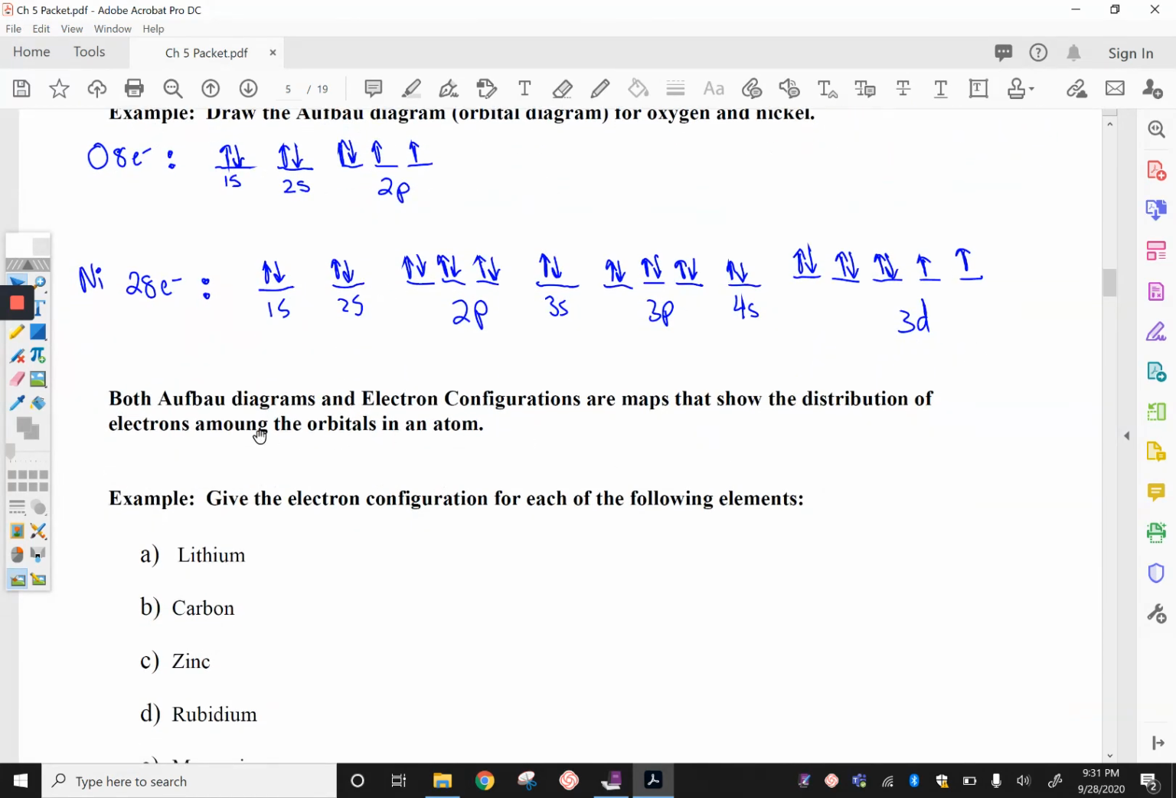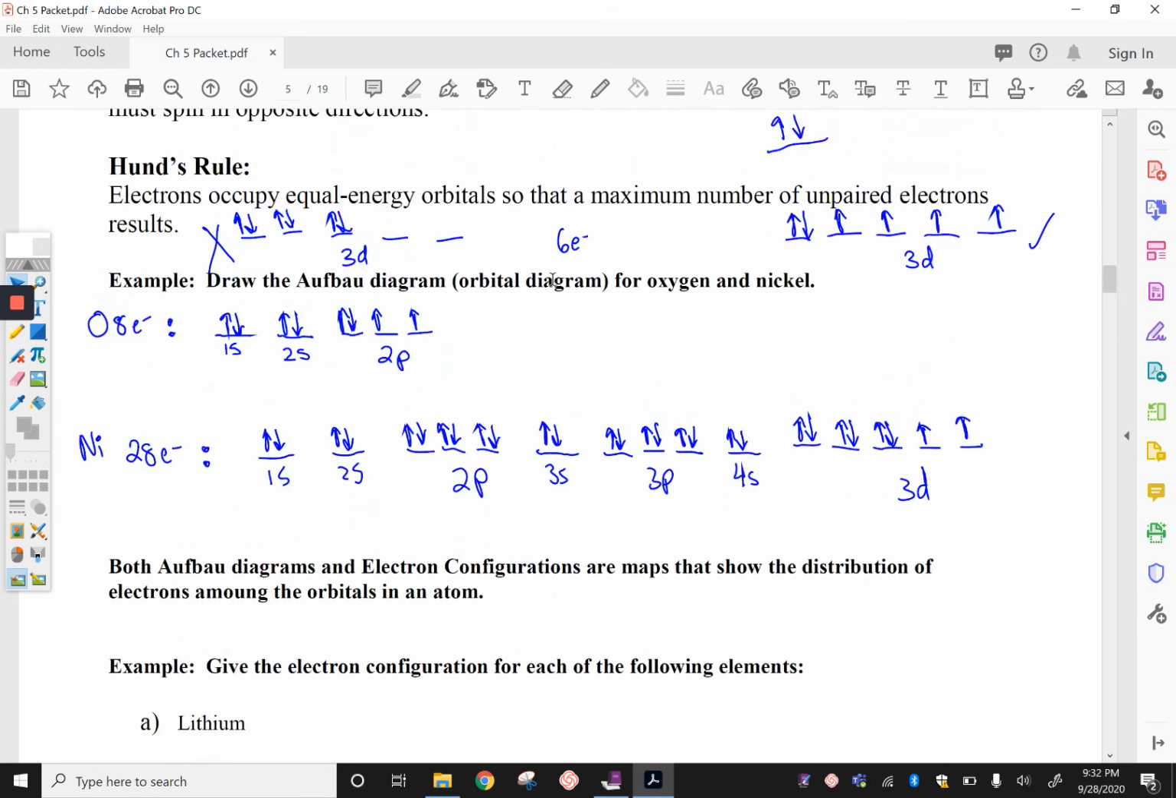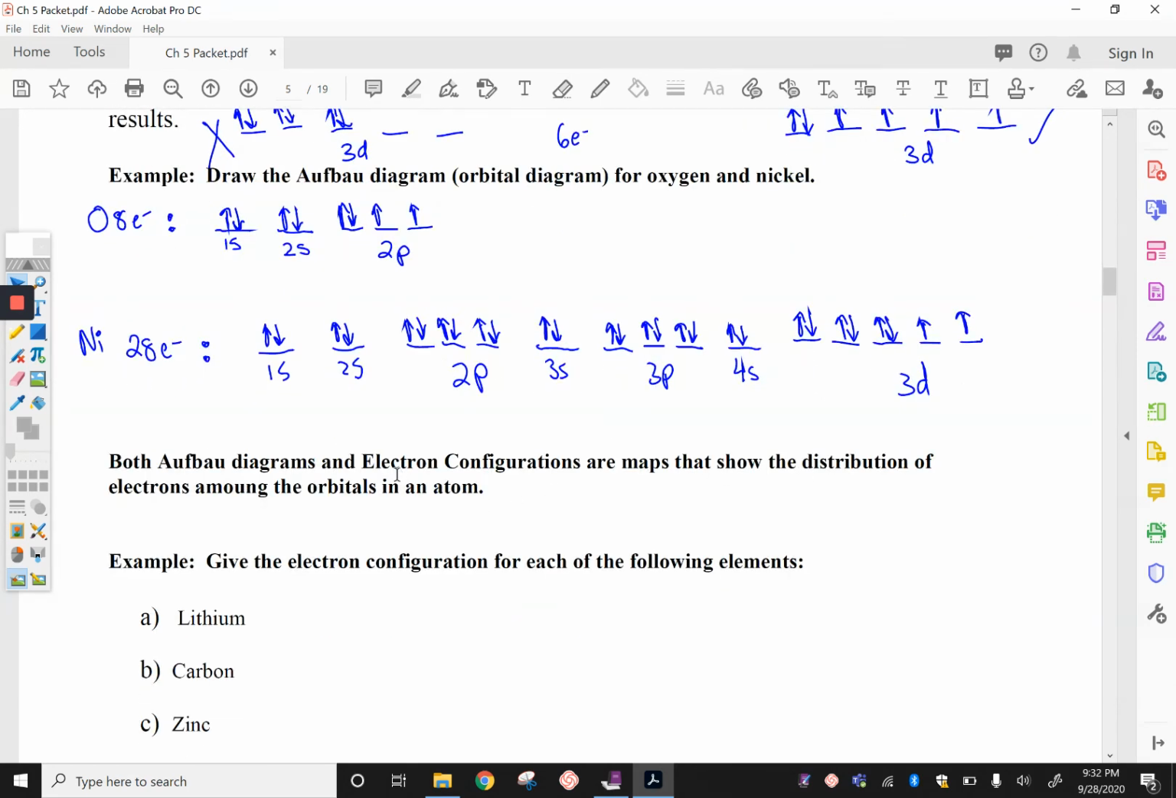So both the orbital diagram and the electron configurations are maps that show the distribution of the electrons among the orbitals in an atom. If I ask you for an orbital diagram, I want you to draw these with the arrows and everything. If I ask you for the electron configuration, it's a little bit of a shortcut. It's the same thing, but just a little bit of a shortcut. Let me show you.